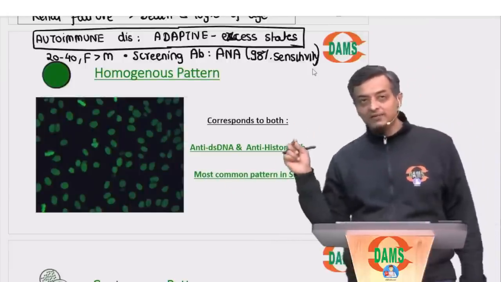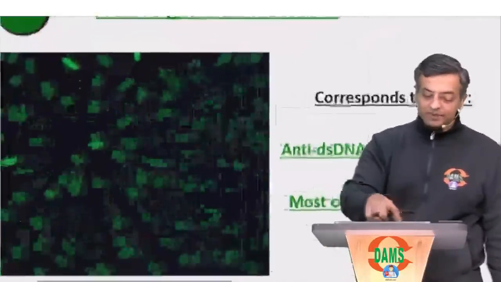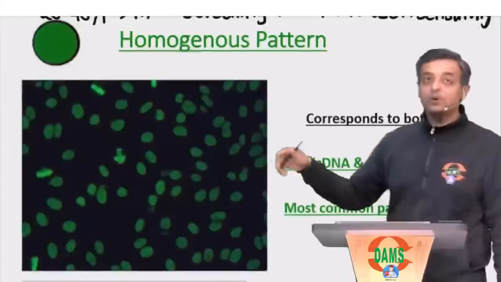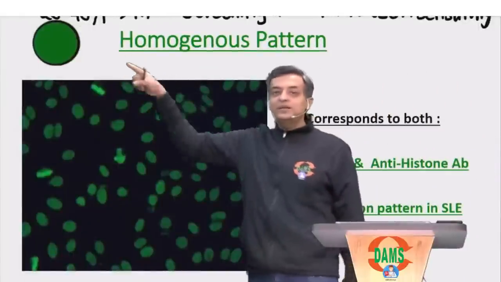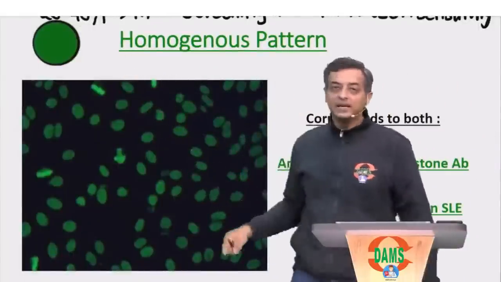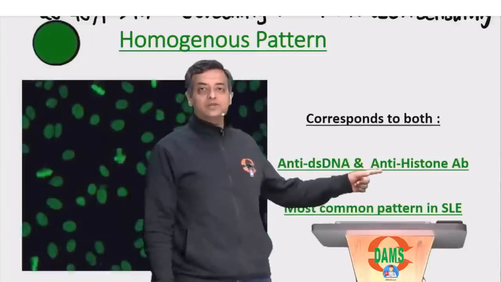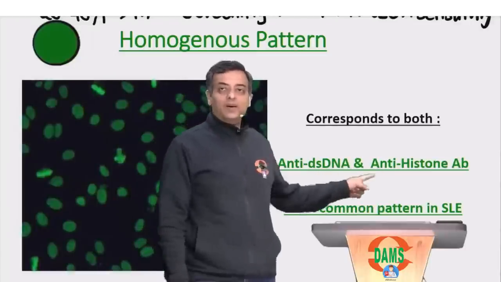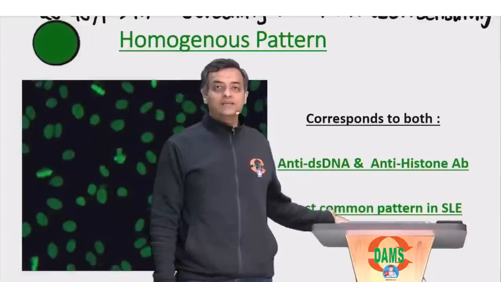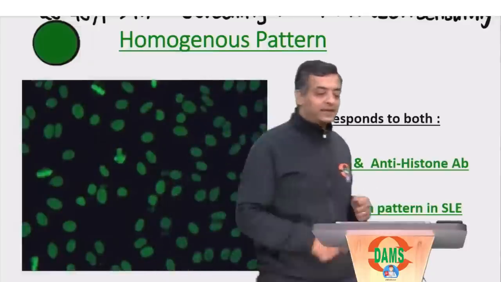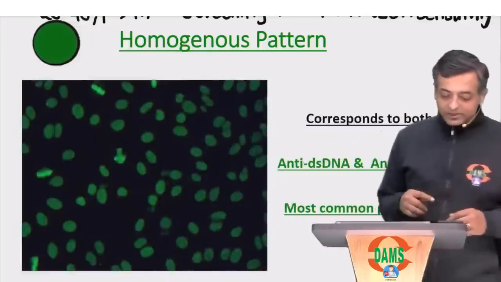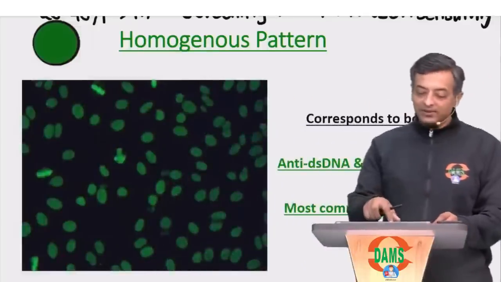So, look clearly with me. Each image, I want you to look here. Homogeneous, uniformly stained nucleus is seen with anti-dsDNA or anti-histone, idiopathic or drug-induced SLE. It means the likely answer is SLE only. Homogeneous pattern is SLE only.